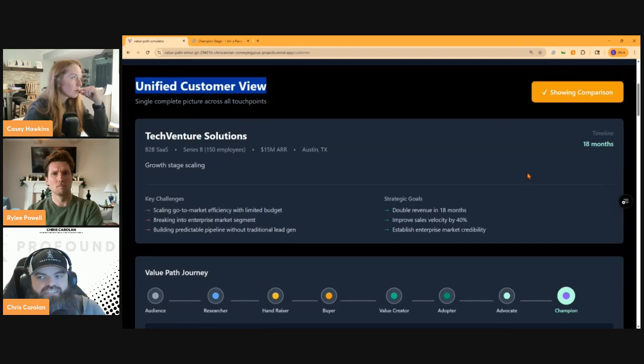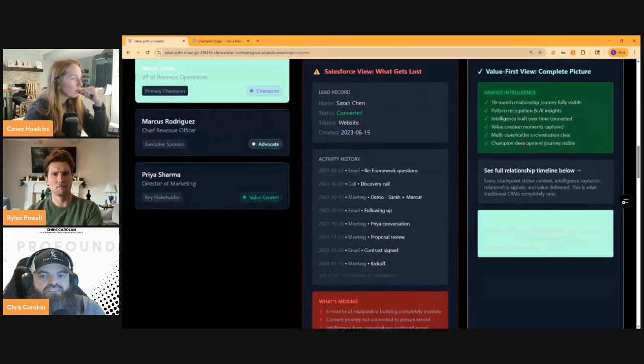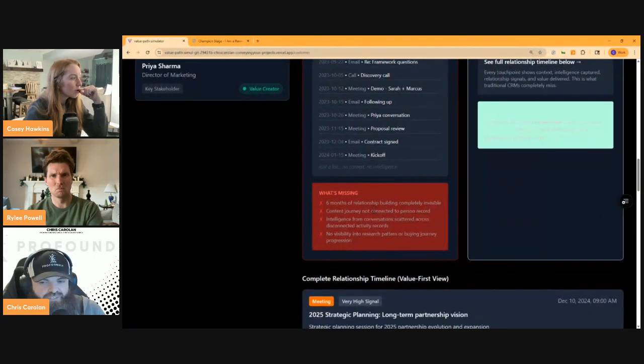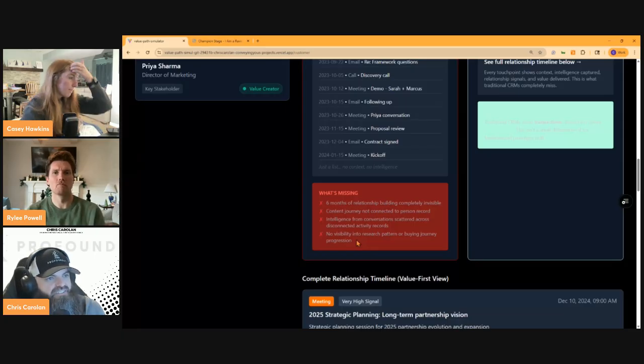And what we're used to seeing is, okay, we've got a lead record, we've got a list of activities. So we're missing six months of relationship building. The content journey's not here. Intelligence from conversations is scattered all over the place, with no visibility into research patterns or buying journey progression, which means we can then not innovate on how we understand the buying journey, right? We'll never be able to leverage things like Pathfinder tools in HubSpot, not truthfully, anyways, not effectively.